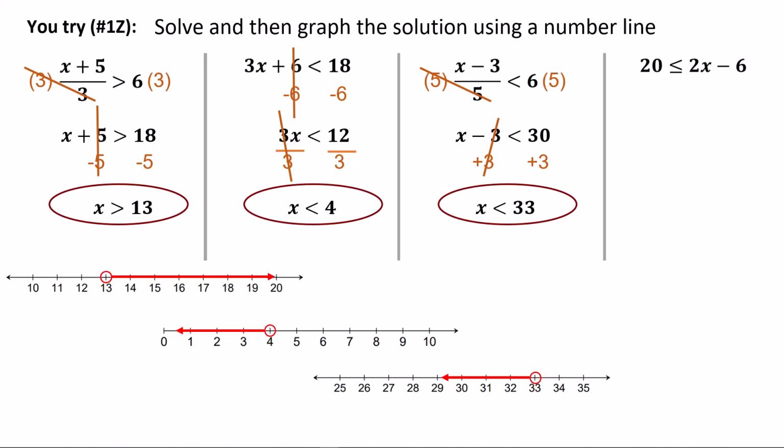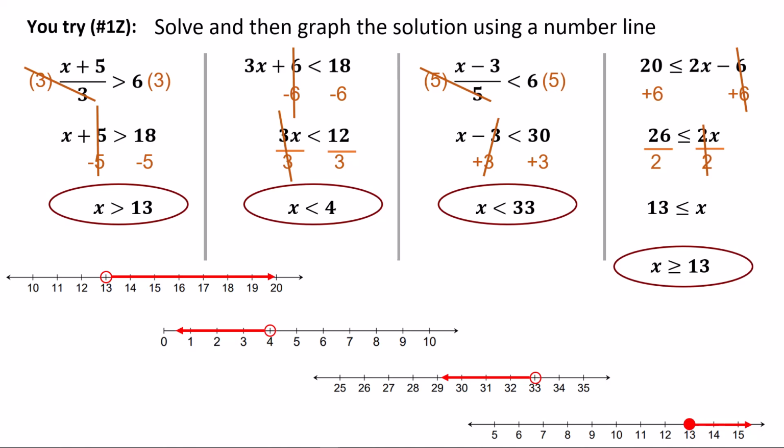For 20 less than or equal to 2x minus 6, first add 6 to both sides, leaving 26 less than or equal to 2x. Divide both sides by 2. 13 less than or equal to x is the answer. We flip the entire inequality because x is on the right. So x greater than or equal to 13 is the answer. Closed circle on the number line, arrow to the right.